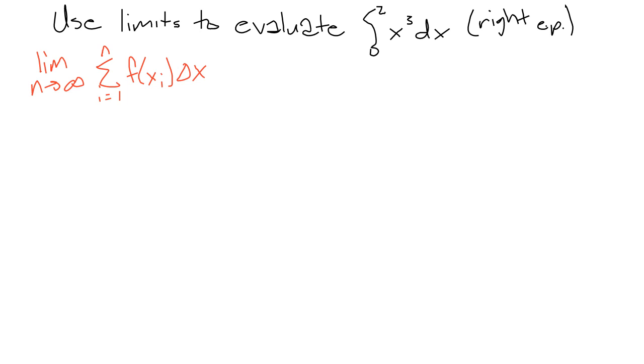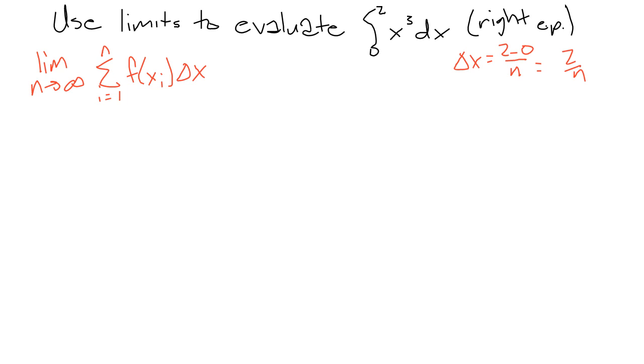So what we're going to do is first we need to figure out what our delta x is going to be. So our delta x is going to be 2 minus 0 over n. So therefore, it's just going to be 2 over n.